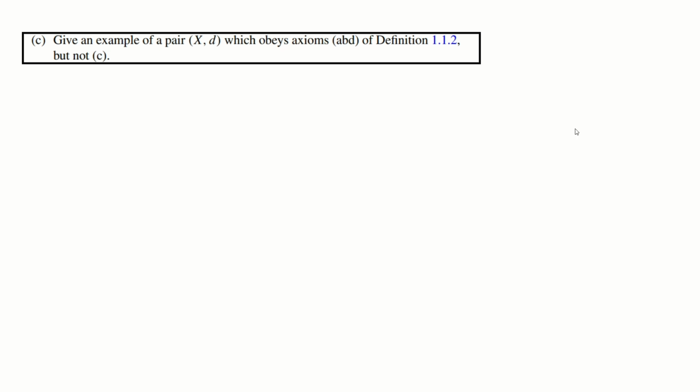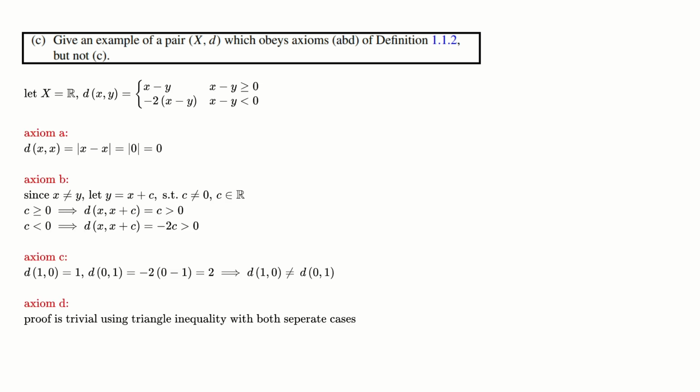So for part C, give an example of a pair with set X and the metric d, which obeys axioms A, B, D, but not C. So let's define this space right here, X equaling the set of real numbers, and this metric equaling X minus Y, or negative 2 times X minus Y, such that the first is true when X minus Y is greater than or equal to 0, and the second when X minus Y is less than 0. This is very similar to the absolute value case, except for this negative 2 value. If we just remove the 2 from here, it would equal the absolute value case.